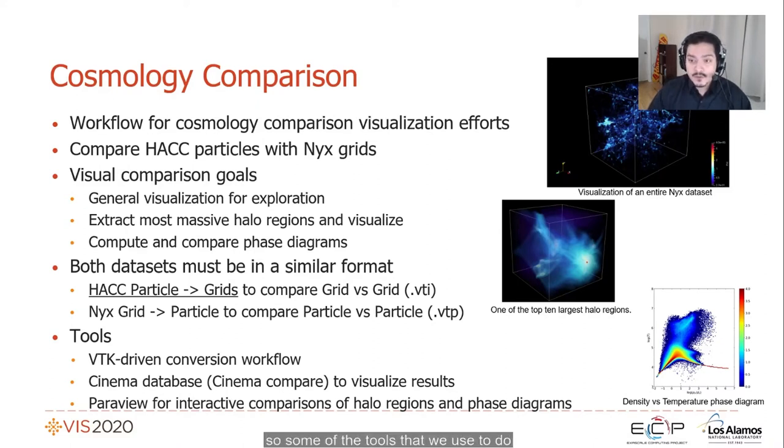So some of the tools that we use to do this: we create a VTK-driven conversion workflow to do this particle to grid conversion. We use Cinema to simply do quick comparisons between different phase diagrams and visualizations. And to have a more interactive approach, we use ParaView to compare these different halo regions.